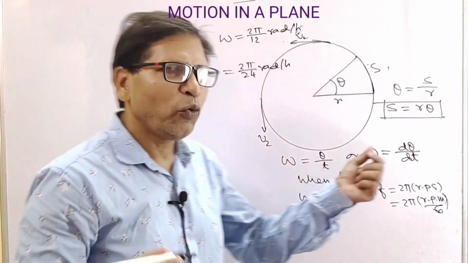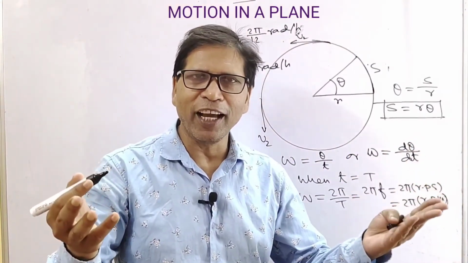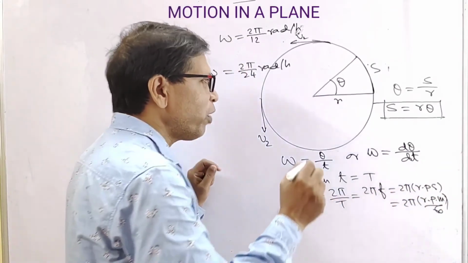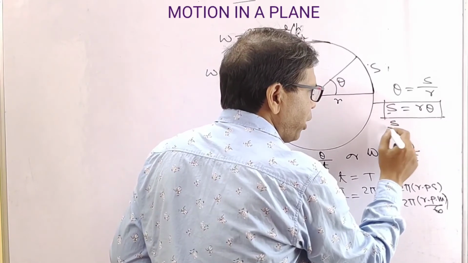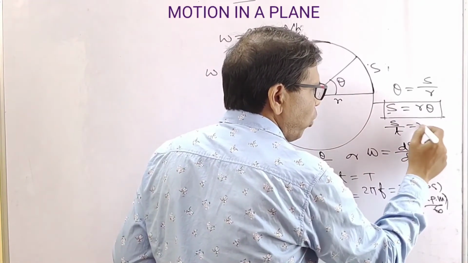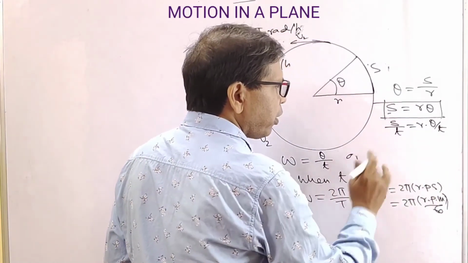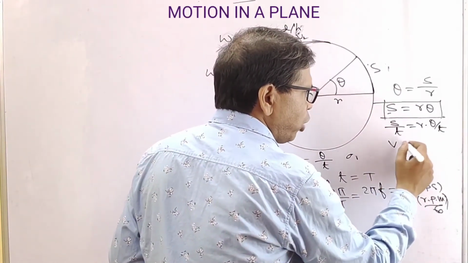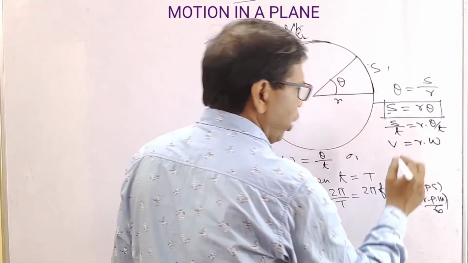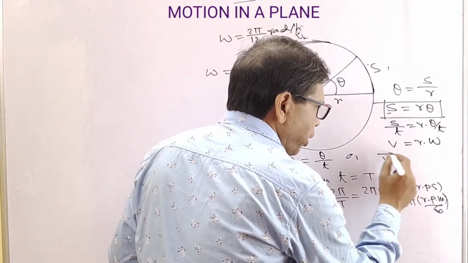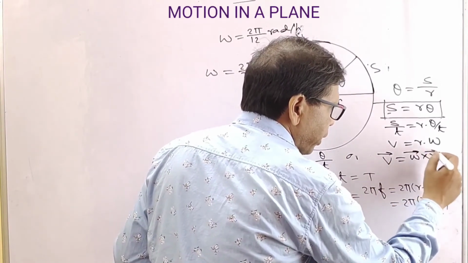Now we have to establish the relation between linear velocity and angular velocity. Look at this. We know S equals r theta. Now dividing by time t, S by t equals r into theta by t. Here S by t equals v, and theta by t is omega. So v equals r omega. In vector form, v vector equals omega vector cross r vector.